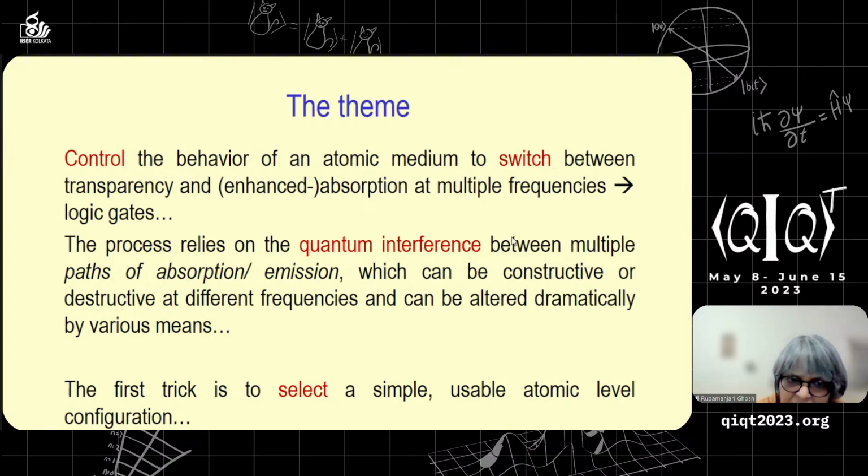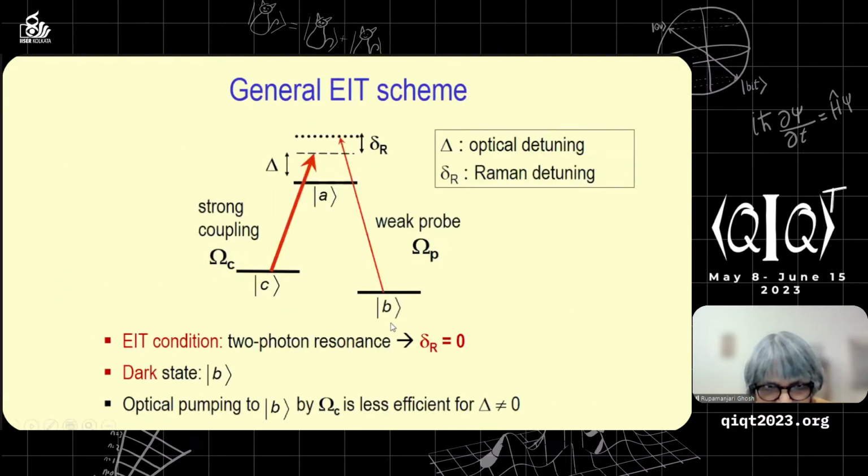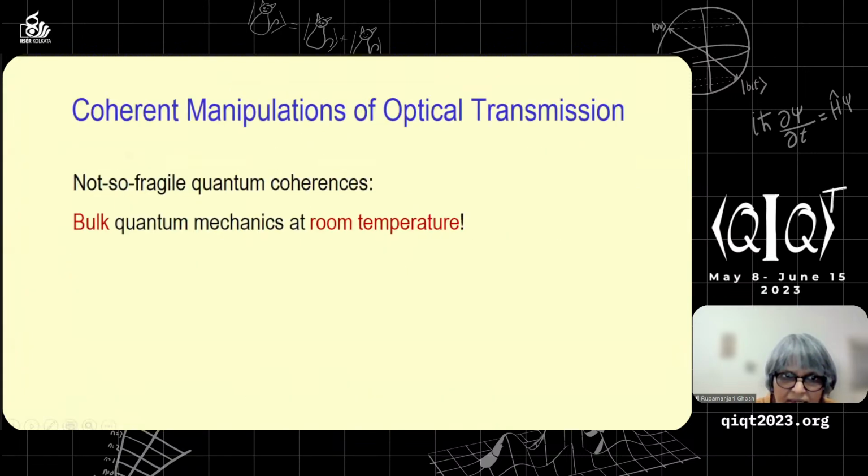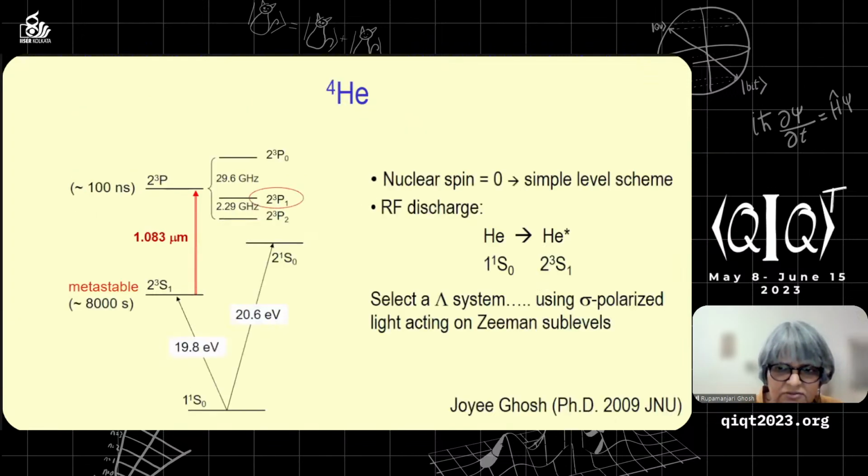The first trick for anybody to do this is to be able to select a simple usable atomic level. And that's what we had done, to really see this magnificent quantum coherence effect. But it's done not in small systems. It's done actually in bulk systems and not at low temperature, at room temperature. That's what I did way back, but I would not give you the details of it. Just to tell you, it's possible to do this. And we did it with room temperature metastable helium.